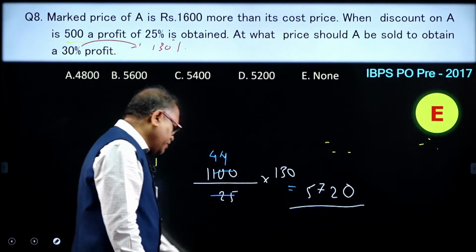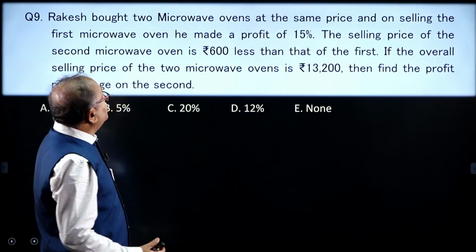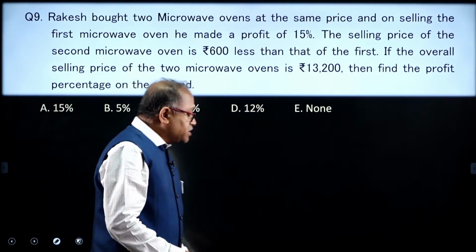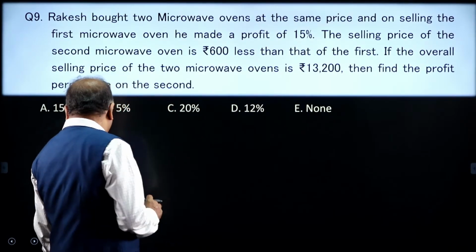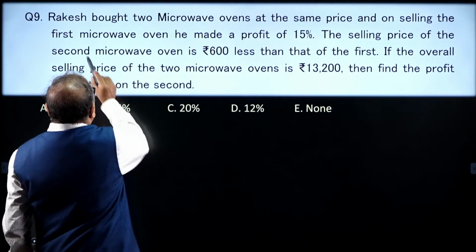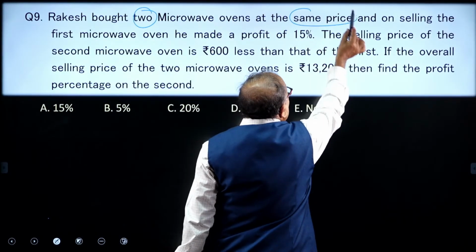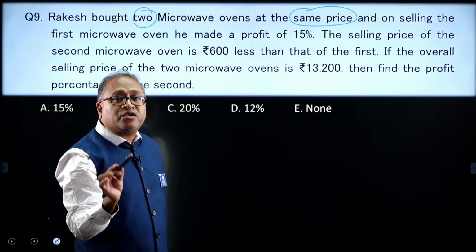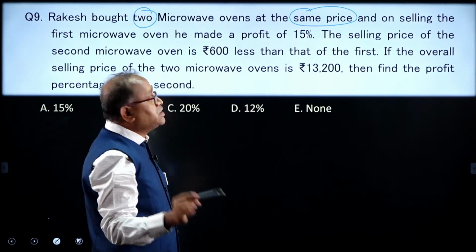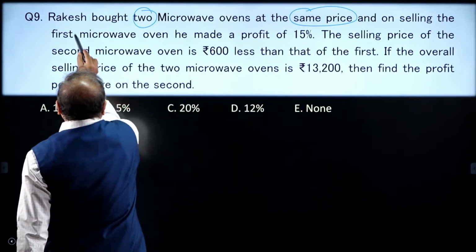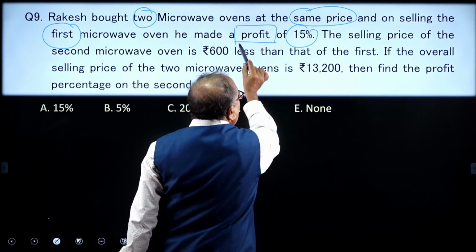Okay, well done. Now, let me move on to the next question over here, which is not about the previous category. Now, let us slowly go through the question to understand what is there. Rakesh bought 2 micro ovens at the same price. These are the keywords you should not miss while you are reading the question. At the same price, that means cost price is same, and on selling the first micro oven he made a profit of 15%. Okay, in the first one.